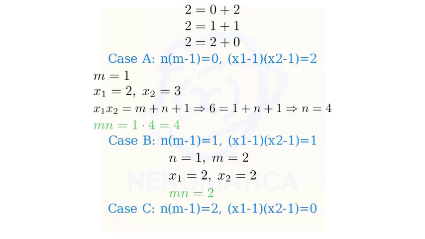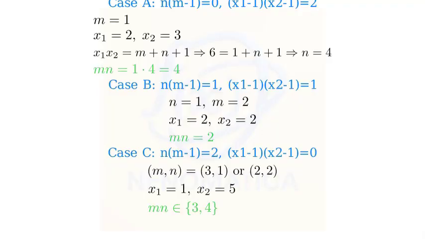Case C. Set n times (m minus 1) equal 2, and the other factorized term equals 0, which forces one root to be 1. For n times (m minus 1) equal 2, the natural solutions are m equals 3 with n equals 1, or m equals 2 with n equals 2. In either situation, Vieta gives sum 6 and product 5, so the roots are 1 and 5. The products mn are 3 and 4, respectively.